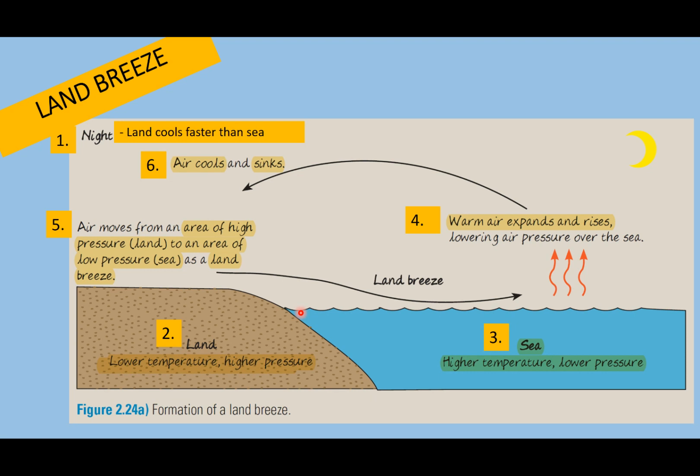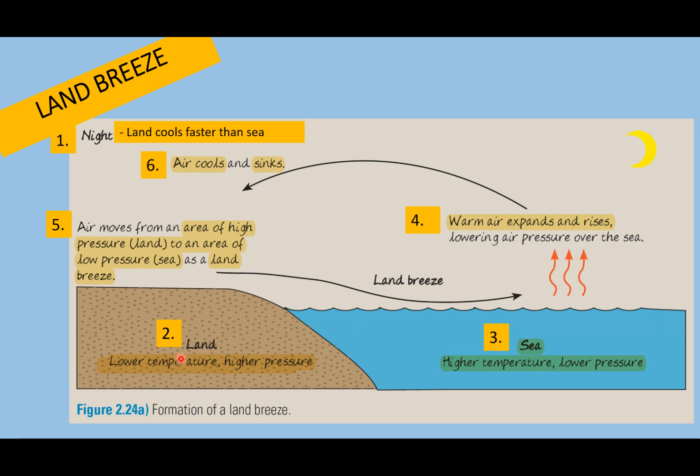Next, let's go to wind. Wind is another element of weather and climate. Wind can be divided into two parts, which is breeze and monsoon. Let's go to breeze. There are two types of breezes. One is land breeze and the other is sea breeze. Let's go to land breeze. At night, the land cools faster than the sea.